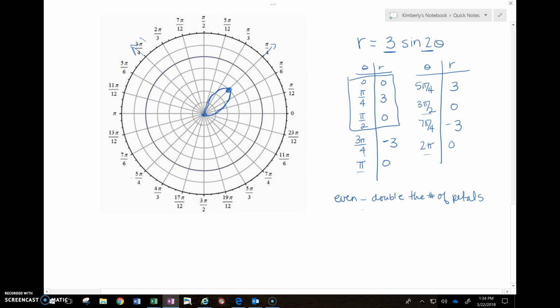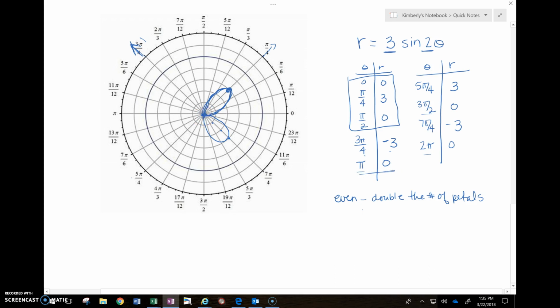Then from 3 pi fourths up here, we get negative 3. So again, instead of drawing that petal in the second quadrant, I'm going to draw it backwards into the fourth with a radius of negative 3. And so I'm going to go from here to here, around this way, and again back to the origin at pi. So here's where I am. I'm still at the origin.